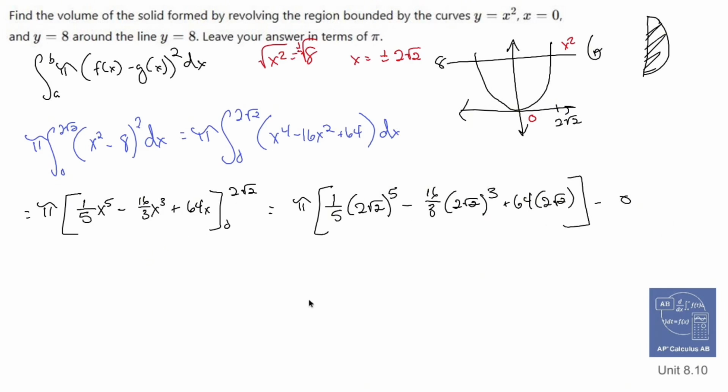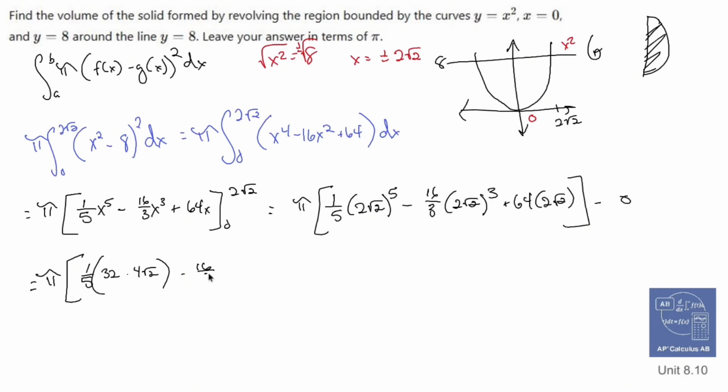All right. Here comes the fun part. Pi is still out there. 1/5 is still out there. 2 to the 5th power is 32 times root 2 to the 5th, which is going to be 4 root 2. Root 2 times root 2 times root 2 times root 2 times root 2 is the square root of 2 twice, which is 2 times root 2, which is where I get 4 root 2.